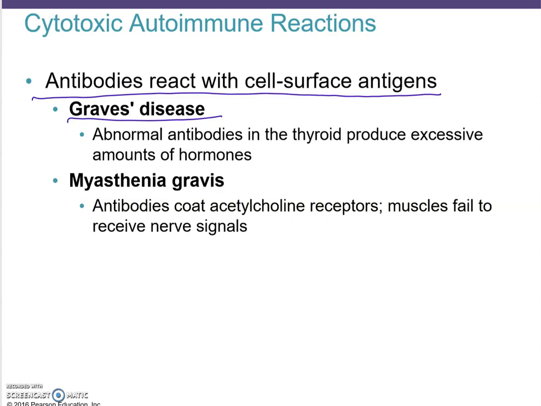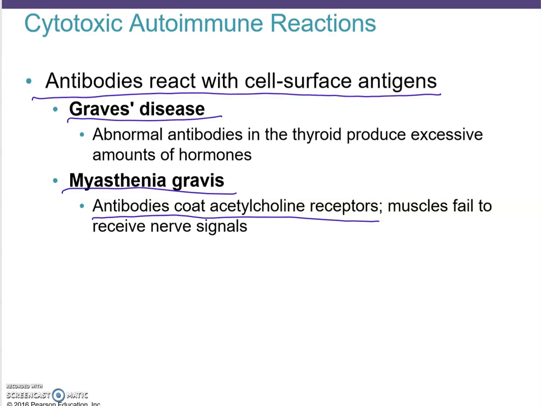So that's Graves' disease. MG, myasthenia gravis, is another one of those cytotoxic autoimmune reactions. There you're making antibodies that coat acetylcholine receptors. And if you're coating the acetylcholine receptors in skeletal muscle, then the muscle will no longer respond to the nerve signals from the motor neurons. And so that means that you're going to have muscle weakness at first and then ultimately paralysis.